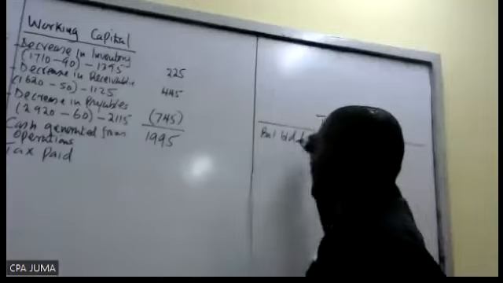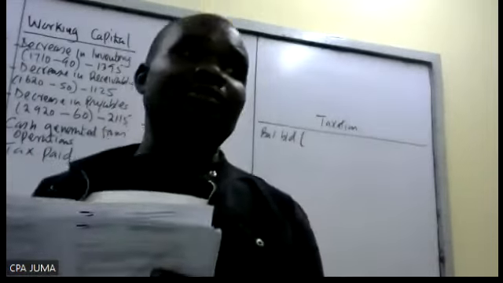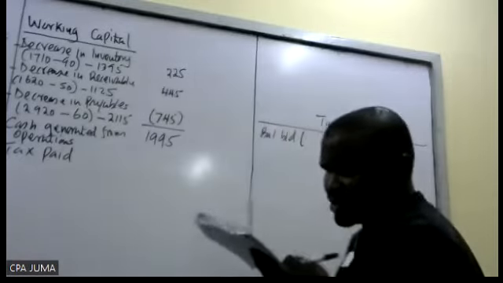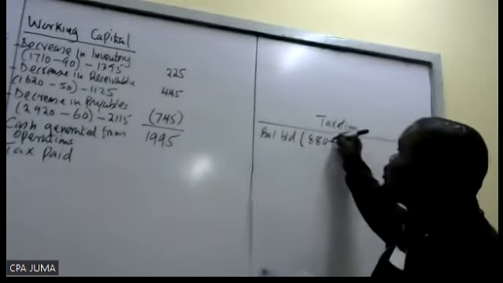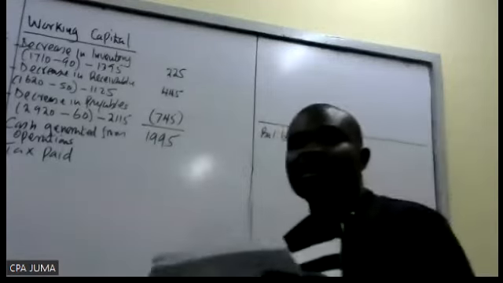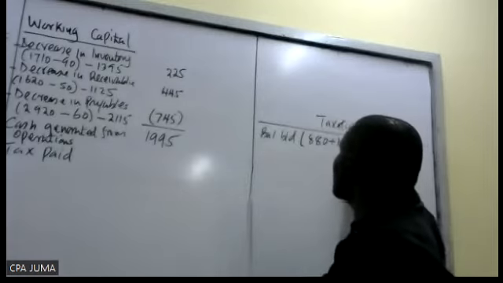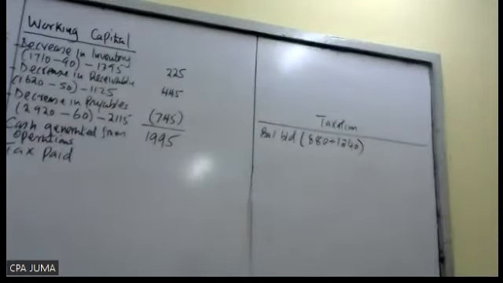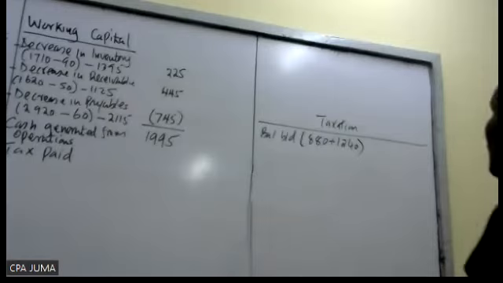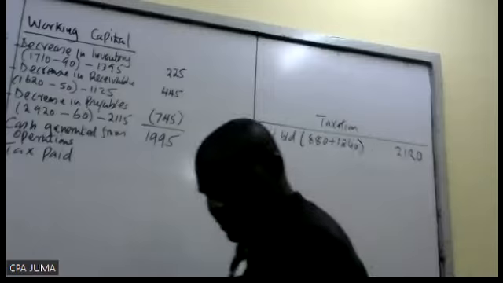So at the start of the year, how much was the deferred tax in the long term liabilities? 880. Current tax was 1240. So how much was our tax liability at the beginning? 2120.